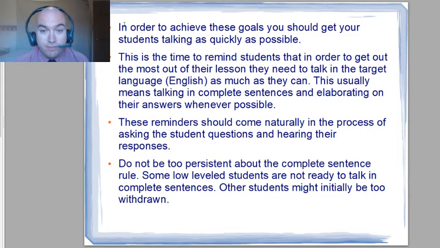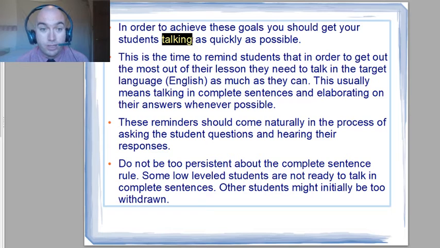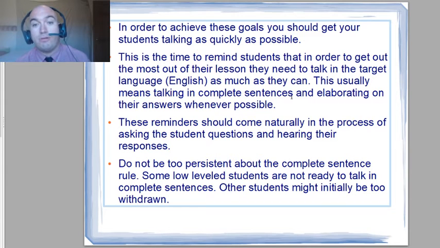Now, in order to achieve these goals, you need to get your student talking as quickly as possible. You need to remind your students that in order to get the most out of their lesson, they need to talk in the target language, English, as much as they can. Sometimes this is not an issue. Sometimes they will talk so much that you cannot talk, which is fine. Let them talk. Correct when you can.